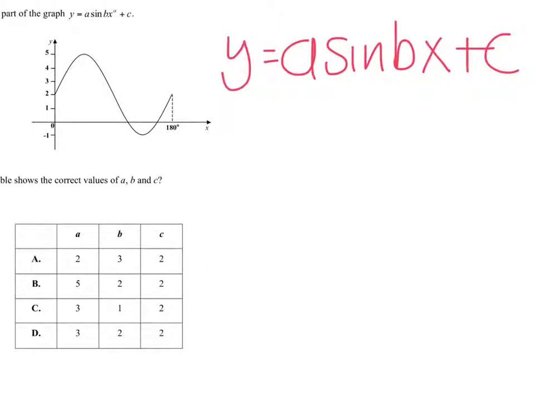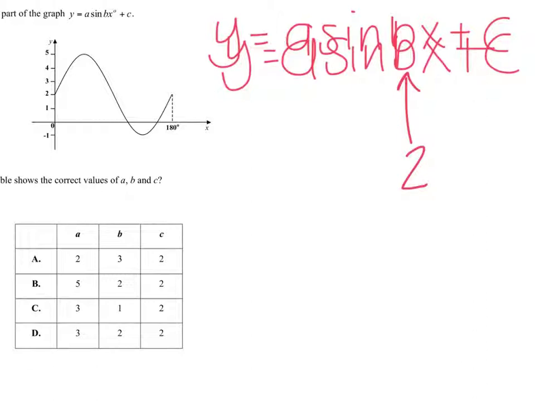If we think of the normal sine graph, it has one cycle which takes 360 degrees. In this graph we can see that one cycle is only 180 degrees. That means in 360 degrees we would fit 2 full cycles, which means that this answer in here for b is 2. What we also notice is that this sine graph begins at 2 on the y-axis.